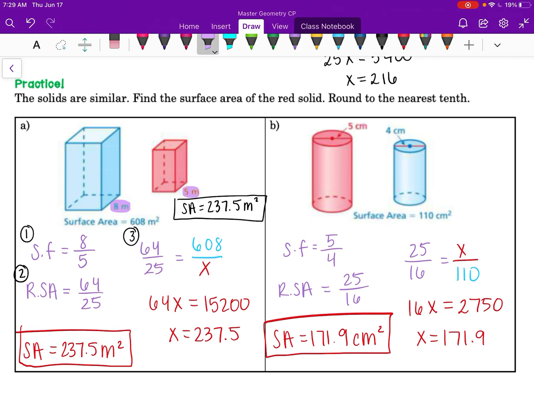For our cylinders, again, step 1 was to find our scale factor, 5 over 4. Next, we had to find our ratio of surface areas by squaring the scale factor, so we get 25 over 16. Next, they gave us the surface area of the smaller. So when we set up our proportion, we're going to use our ratio of surface areas. And then our 110 centimeters squared is going to go on the bottom next to our 16. X goes on the top. We're finding the larger surface area here. We're going to cross multiply and solve for x. So the surface area of the larger is going to be 171.9 centimeters squared.